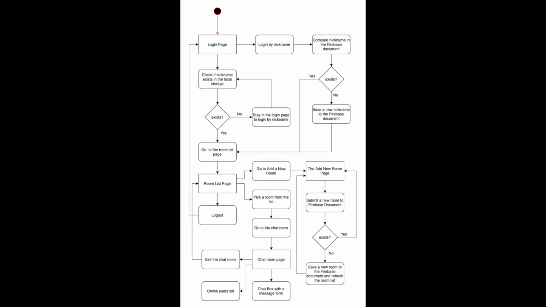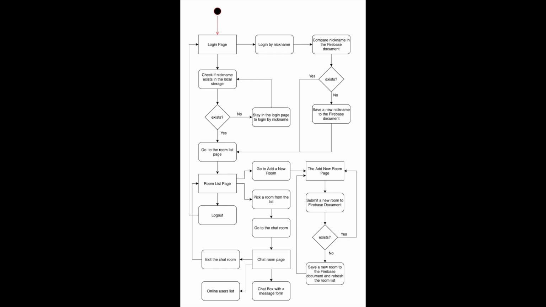The flow is very simple, as described in this diagram. The first entry of this React.js application is the login page. In the login page, it will check if the nickname exists in the local storage. If the nickname exists, it will go to the room list directly, and if not, it will stay on the login page to enter the nickname in the login form.